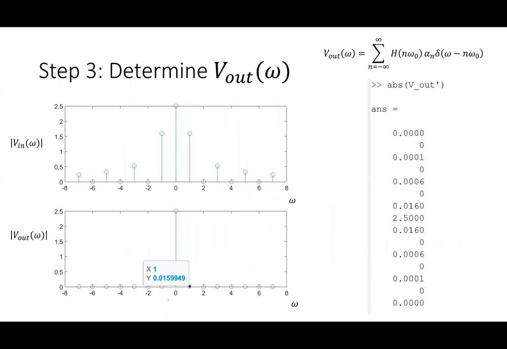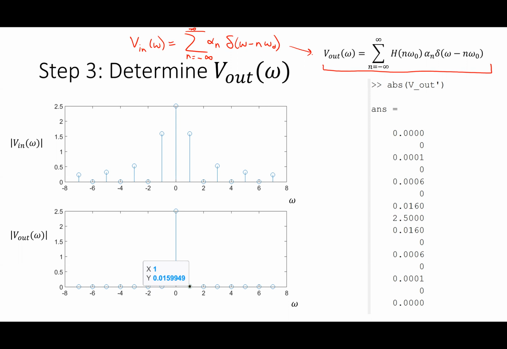So if I were to go through and do that, I plotted just the magnitudes here. Basically what we're saying is that V out of omega looks a heck of a lot like Vn of omega. Vn of omega is a series of impulses from negative infinity to infinity. The only difference here is that those impulses are now multiplied by whatever H is at the same frequency. So I drew a graph of the magnitude.